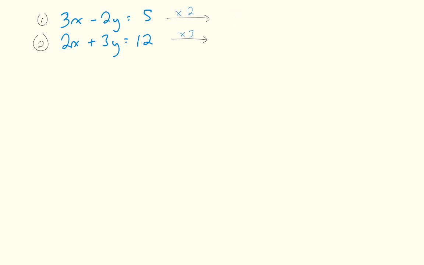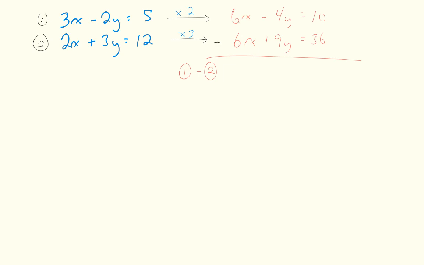I think it'll work out to 6x minus 4y equals 10. And 6x plus 9y equals 36. Almost said 12, but in order to eliminate the x's here, I'm going to have to subtract. So I'm going to communicate well that I'm just doing 2 minus 1. I might even add a sign there to remind myself.